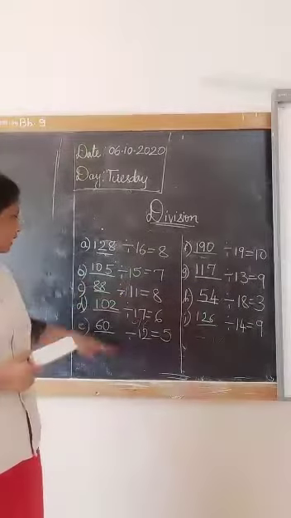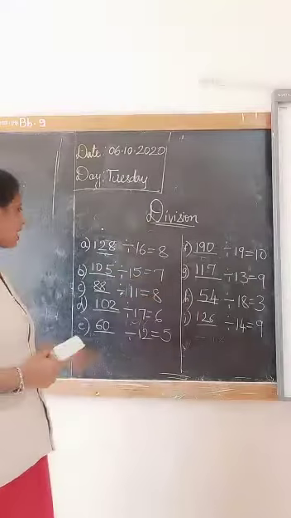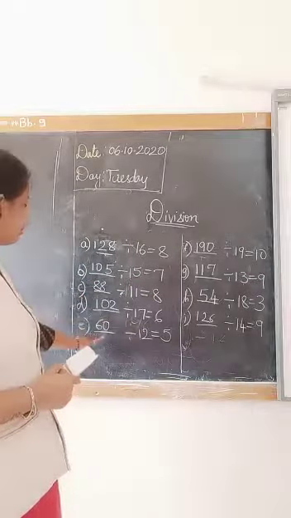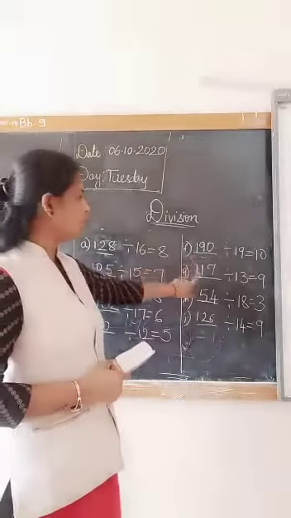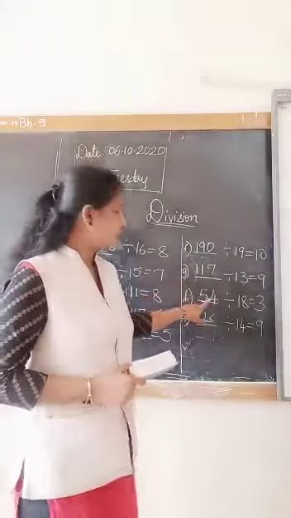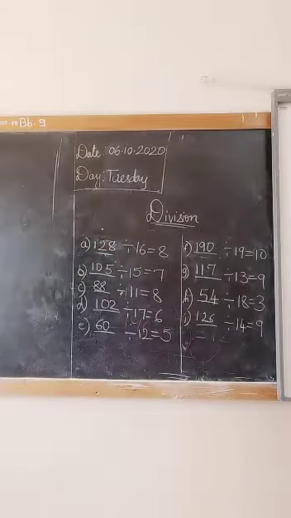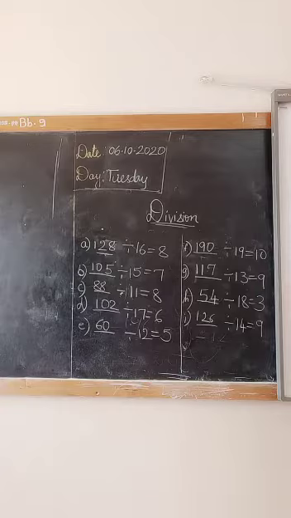A, B, C, D, E, F, G, H and I: 128, 105, 88, 102, 60, 190, 117, 54 and 126. Please check your answers. Pause the video and check your answers. If everything is fine, then very good. Just close your book. That's it.